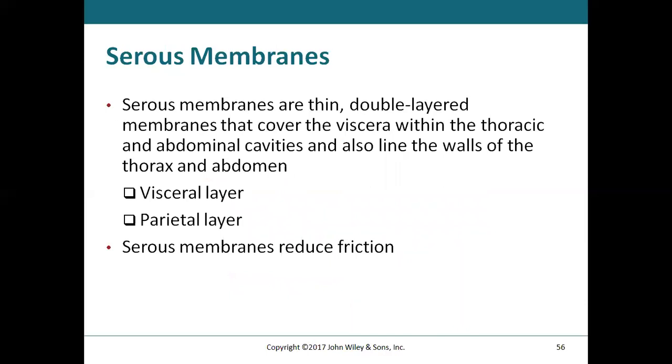So we're talking about these cavities. It's important to recognize that there are membranes that are able to divide each one of the cavities. You have these serous membranes, which are thin double-layered membranes that cover the viscera within the thoracic and abdominal cavities and line the walls of the abdomen and thorax. You can see that there are 2 different layers here. You have the visceral layer and the parietal layer, each one placed in relationship to lining the walls versus the cavity themselves.